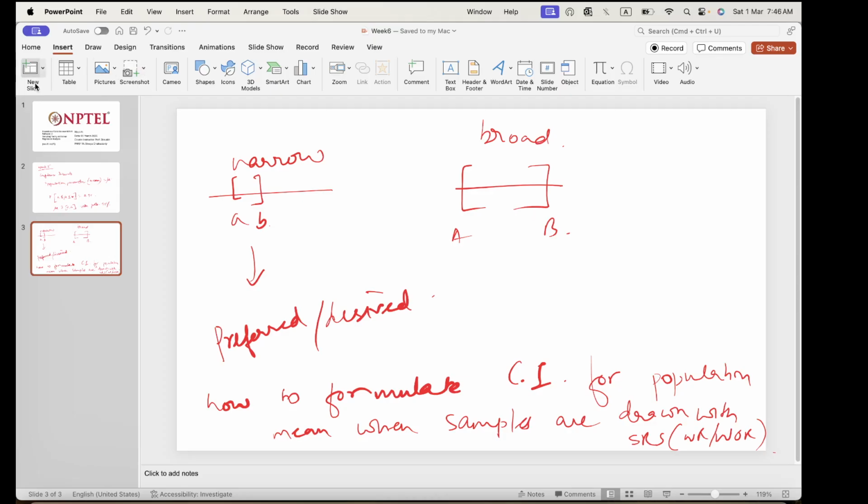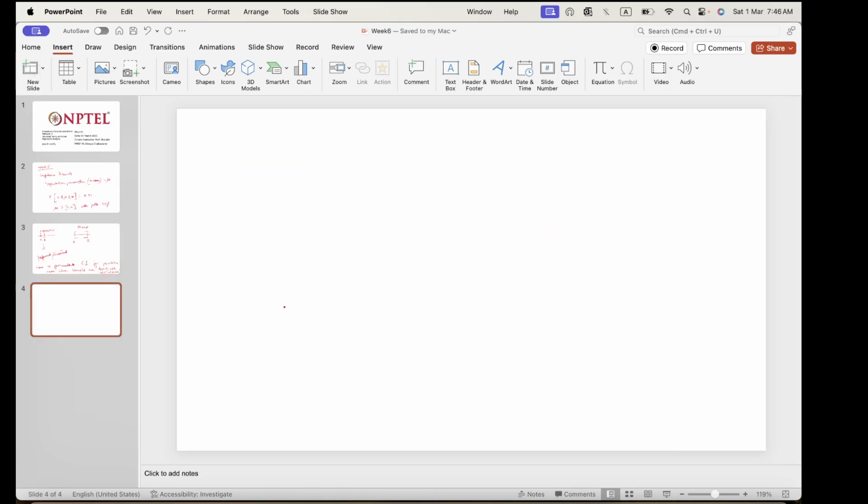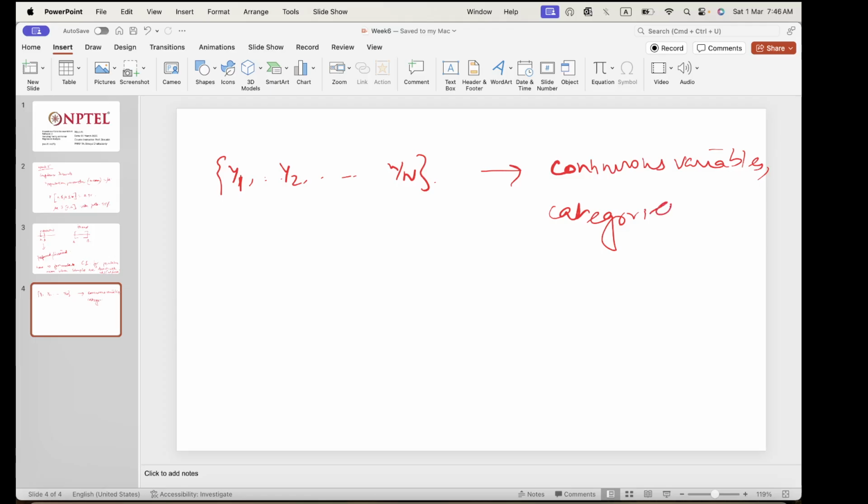Now, those samples were majorly continuous variables. So during week 5 we learnt y1, y2 and yn. These could be continuous variables or some categories. Something we did not explicitly talk about is categories. We are going to do it here.